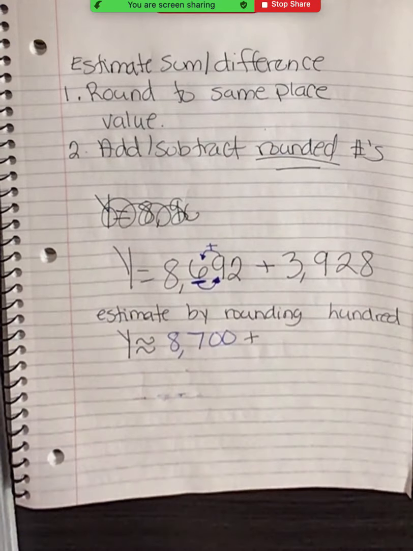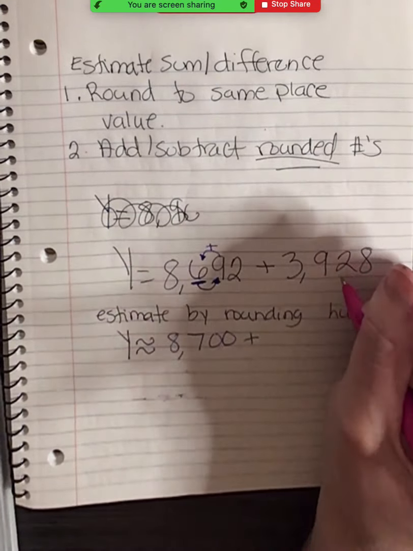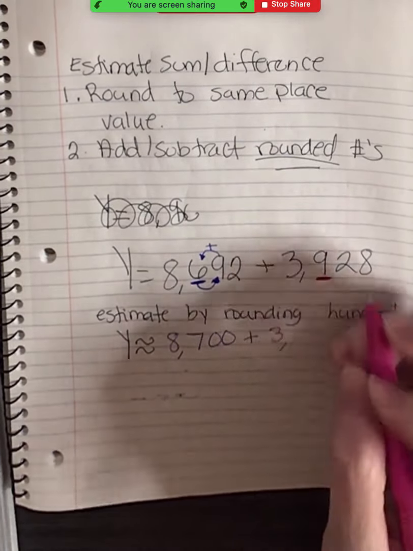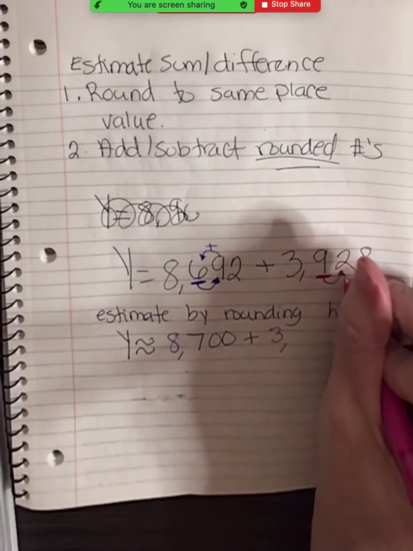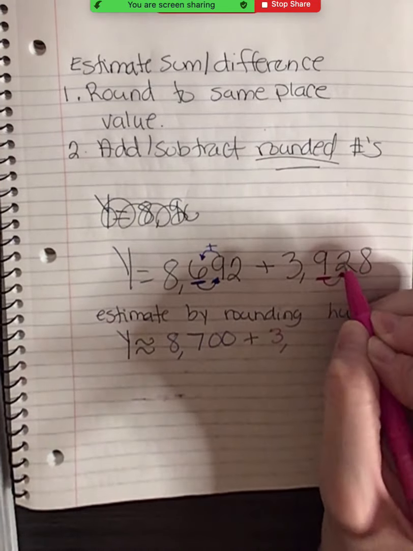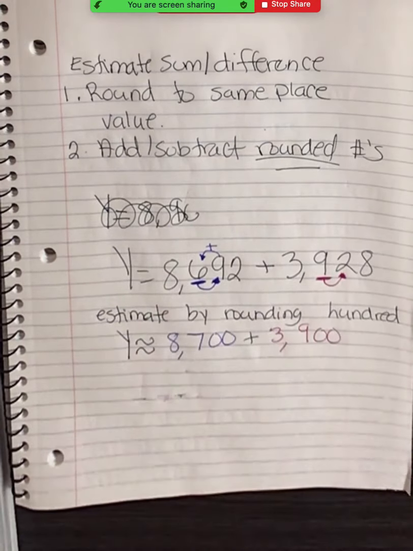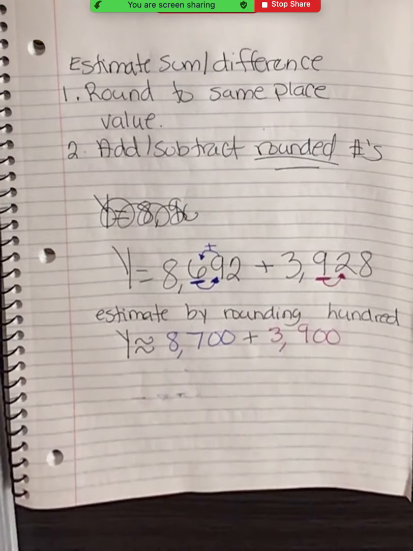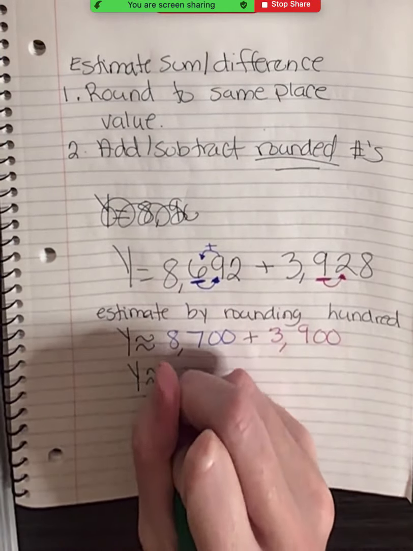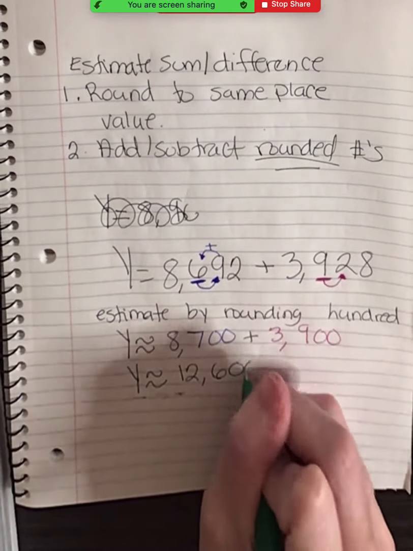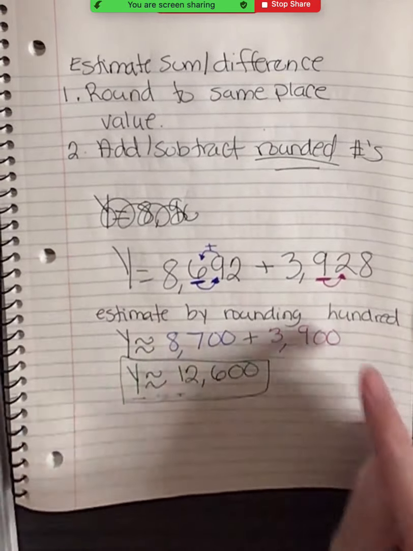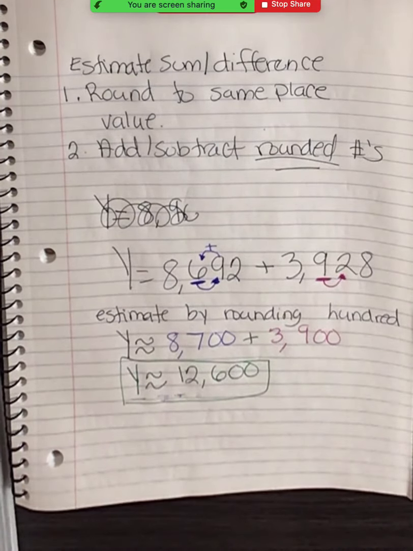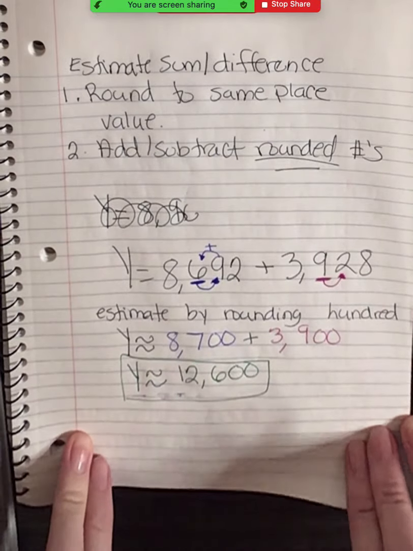Plus, round 3,928 to the nearest hundred. 9 is in the hundreds place, so it's 3,000. Looking to the right, it's a 2. So that's less than 5, so the 9 stays. So we get 3,900. Then add these two numbers. So y is about 12,600. Round first, then add or subtract.